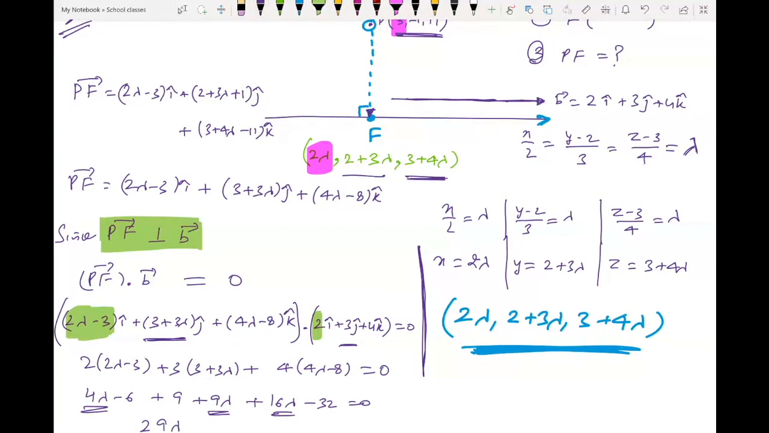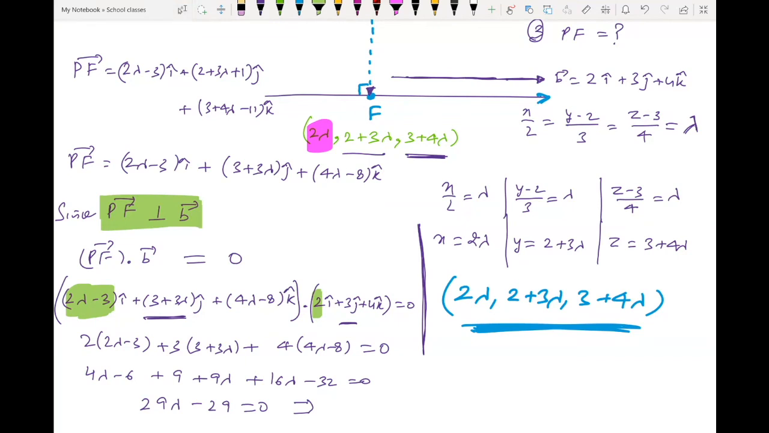29 lambda minus 29 is equal to 0. Is there any doubt to anyone? Does anyone have any kind of doubt? From here you can get lambda equals 1. Isn't it? Lambda will be nothing but 1. Once you have got lambda, you can find everything very easily.